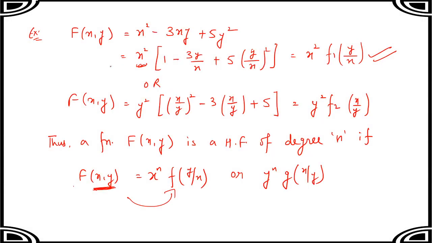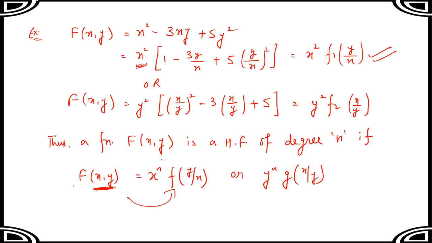There is one more way to identify whether a given function is homogeneous or not. Let's take this example. We have taken x² common, and what are we getting inside the bracket? 1 − 3(y/x) + 5(y/x)², which is equal to x² times a function in y/x. Or else, there is no necessary condition that we have to take x² common. We can even take y² common. When we take y² common, this function will become like this, and we can write it as y² times some other function in x/y.